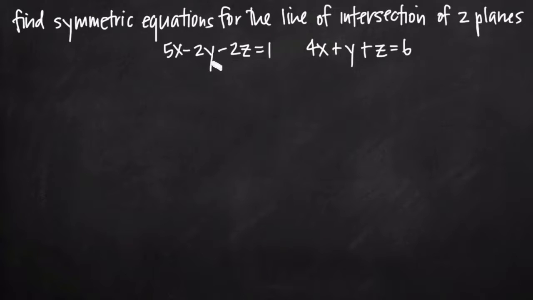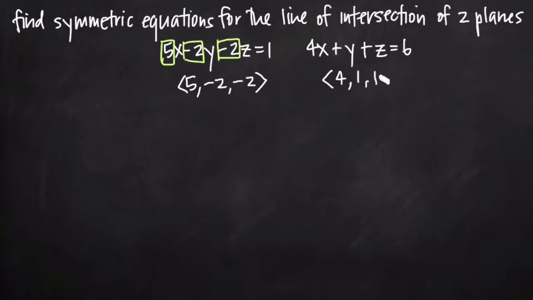To find the normal vectors, all we do is take the coefficients on our x, y, and z terms. In the equation of our first plane, we take the coefficient on our x term, which is 5, the coefficient on our y term, which when we include the sign is -2, and the coefficient on our z term, which is also -2. That means the normal vector to this plane is <5, -2, -2>. We can do the same thing with our second equation. Taking the coefficients on our x, y, and z terms, we get a normal vector of <4, 1, 1>.